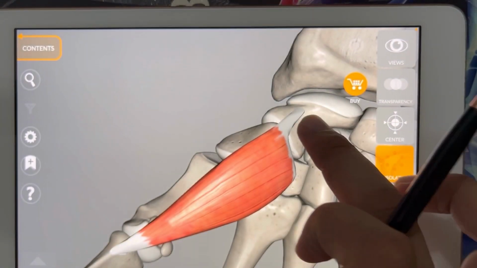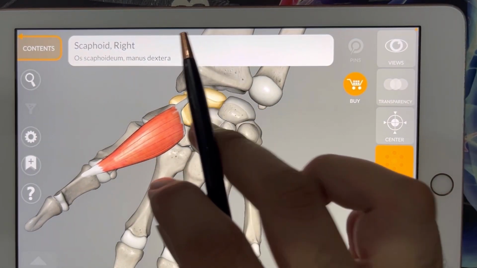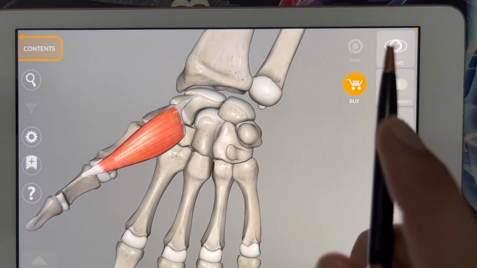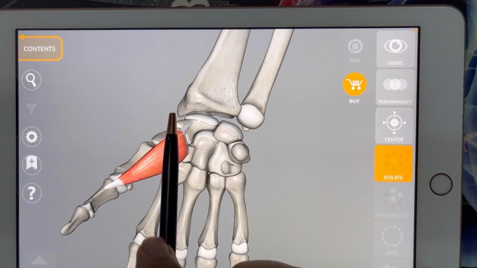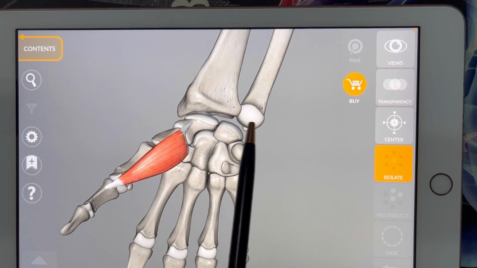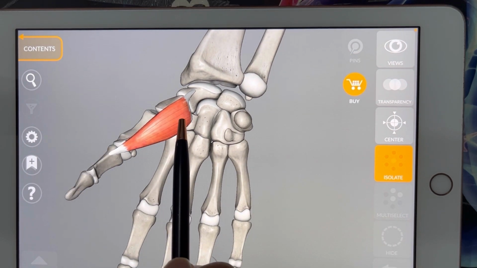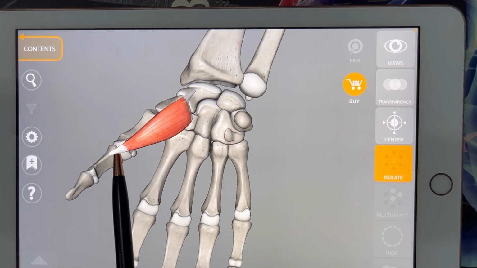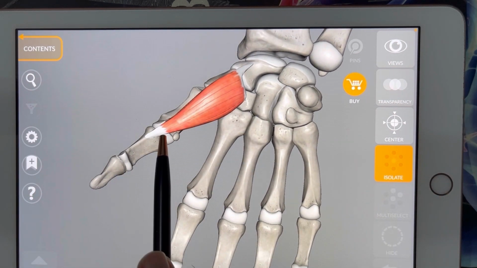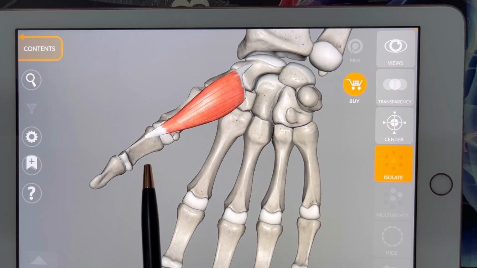So student, the abductor pollicis brevis muscle originates from the scaphoid bone and the trapezium bone, and it also originates from the flexor retinaculum, which is not shown in the diagram. The flexor retinaculum is present in this region. So student, this muscle originates and runs inferiorly, and it inserts into the base of the proximal phalanx of the thumb.